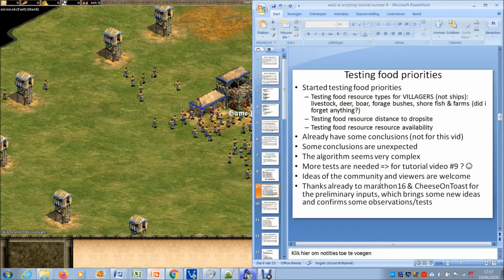I also started testing the different food resource type priorities for villagers, not ships, including livestock, deer, boar, forage, bushes, shore fish and farms. Did I forget anything? I've been testing food resource distance to drop sites and testing food resource availability itself. I've already come to some conclusions, which is not for this video, because the conclusions are unexpected and the algorithm seems more complex than I first thought. More tests are needed, and this might be for tutorial video number 9, but that's not a promise.